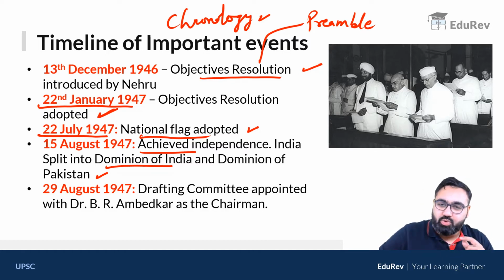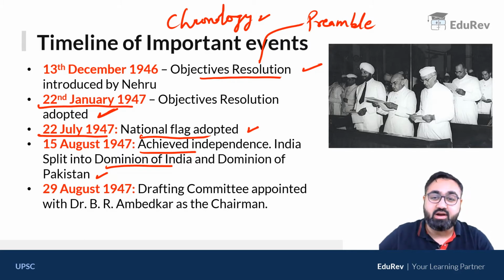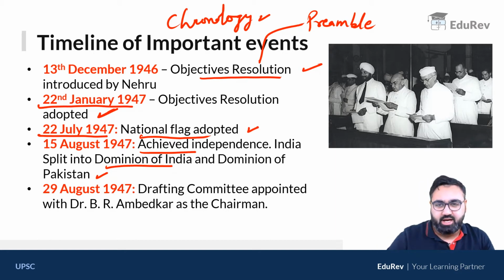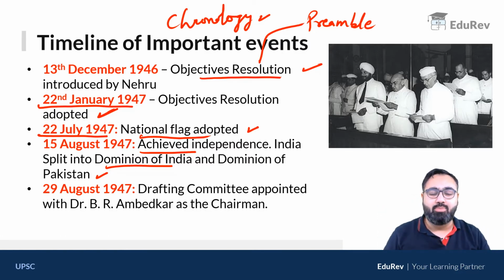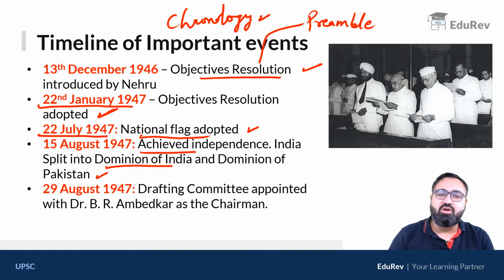On 29th of August 1947, the drafting committee was appointed with Dr. B.R. Ambedkar as a chairman. We will read about the committees later on, but for now, remember, the Constituent Assembly worked by dividing themselves into multiple committees. Committees for various purposes.